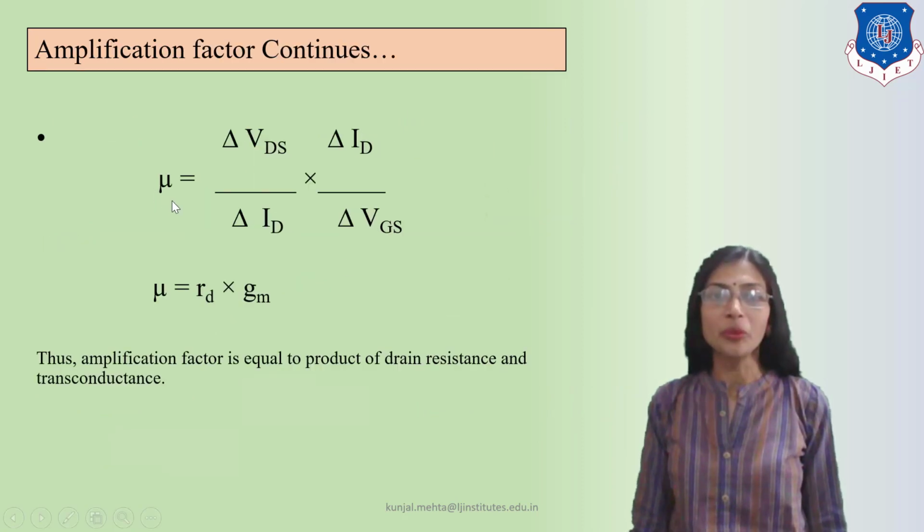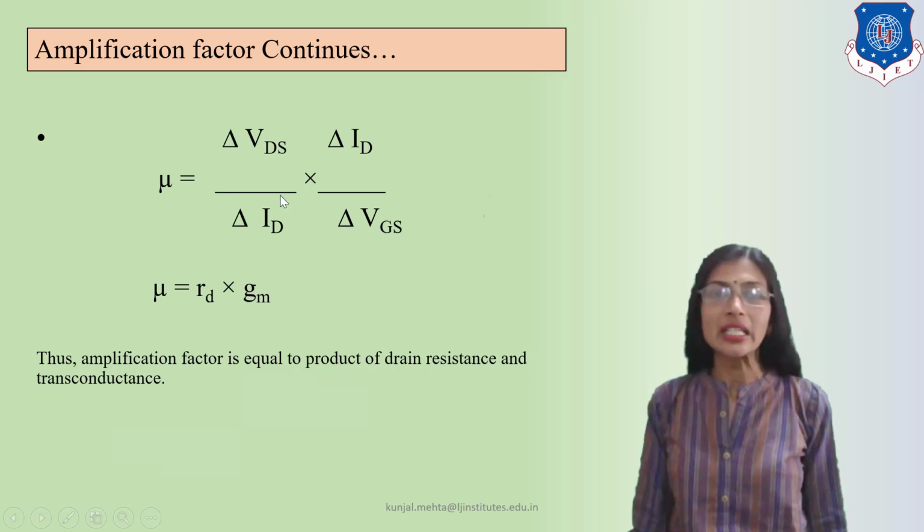Look at this. This is the mu, amplification factor, that is equal to delta VDS upon delta ID. That means V by I, voltage upon current. So it shows the drain resistance RD, multiplied by ID upon VGS, that is current upon voltage. It is the definition of GM, that is transconductance.